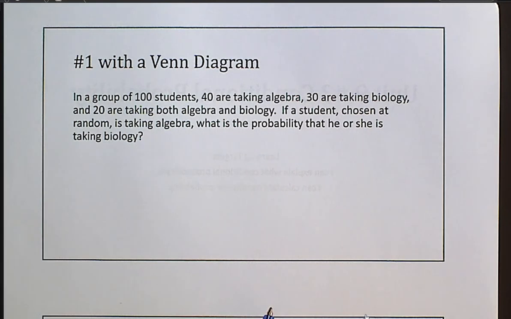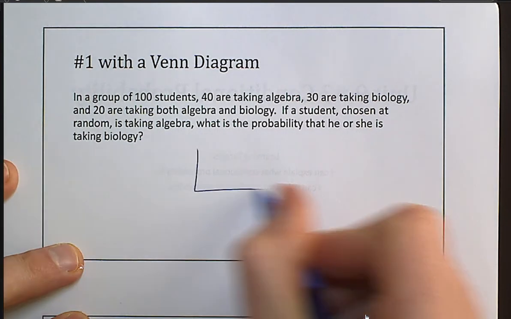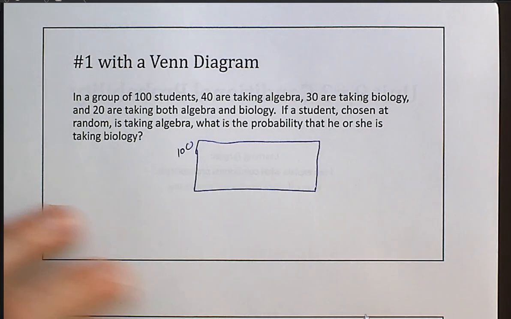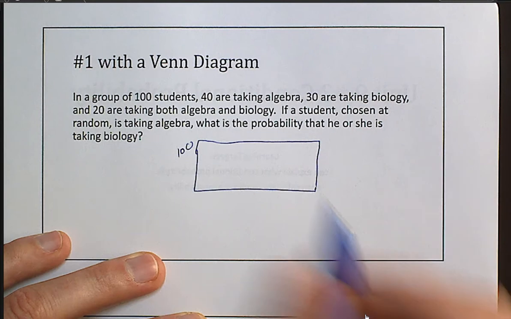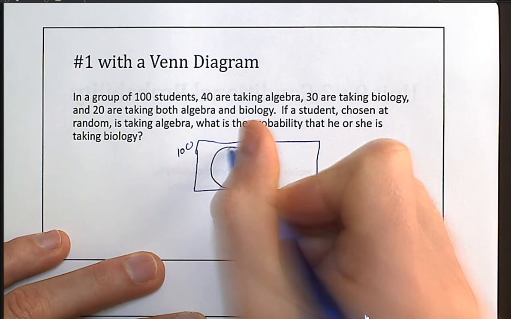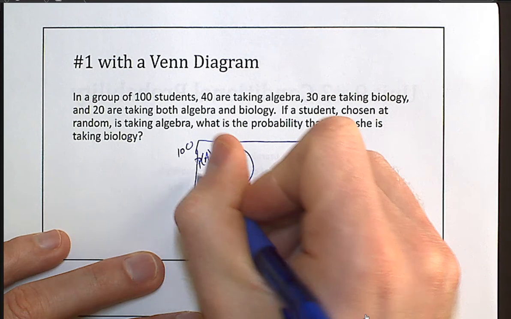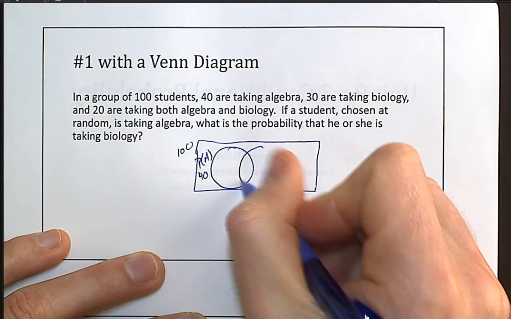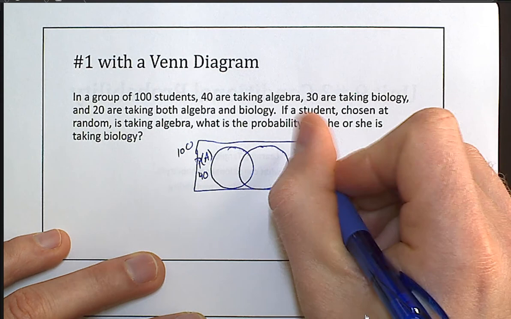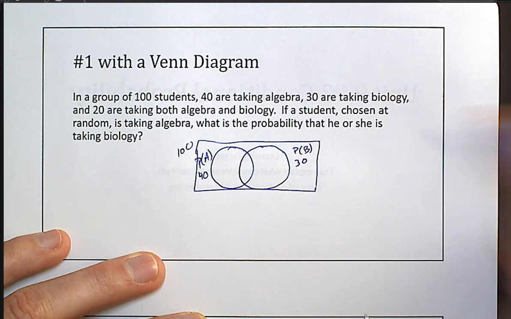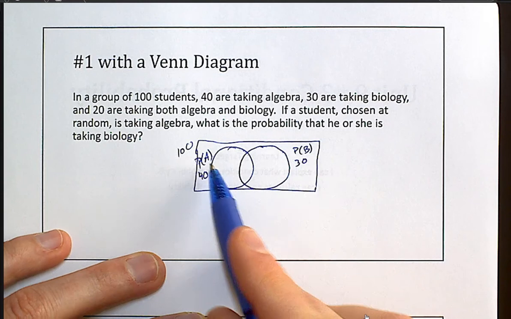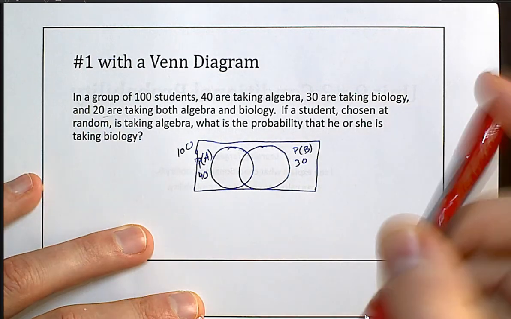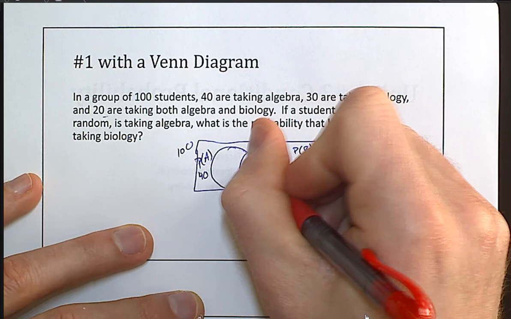It says in a group of 100 students, so I'll just draw a rectangle, and I'm just going to put 100 students outside of it. 40 of those 100 are taking algebra. I'm going to put A for algebra, I'm going to put a 40 there, so that's representing my algebra. And 30 are taking biology. So B for biology, A for algebra. And 20 are taking both. 20 are taking both. Okay?